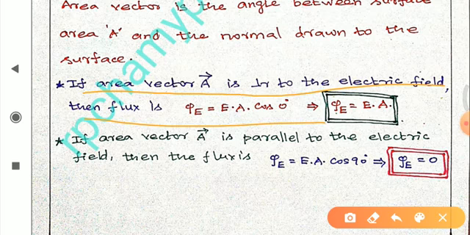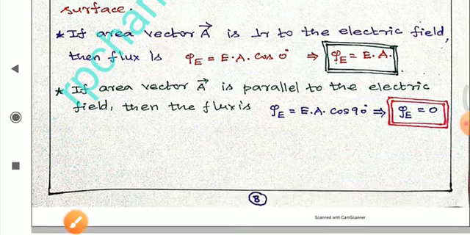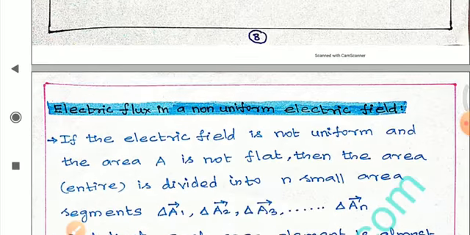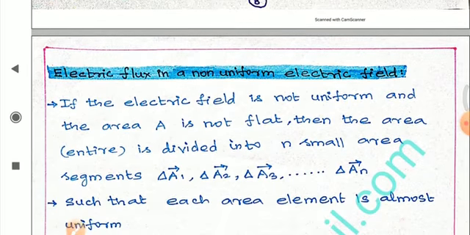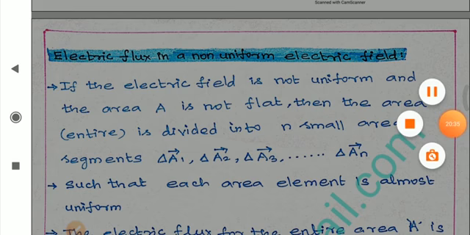Then if the area vector A is parallel, theta value will be 90 degrees. Then what is the flux? Its value will be equal to 0. So these are the important topics that we have to understand. Then the next one is electric flux in the non-uniform electric field.